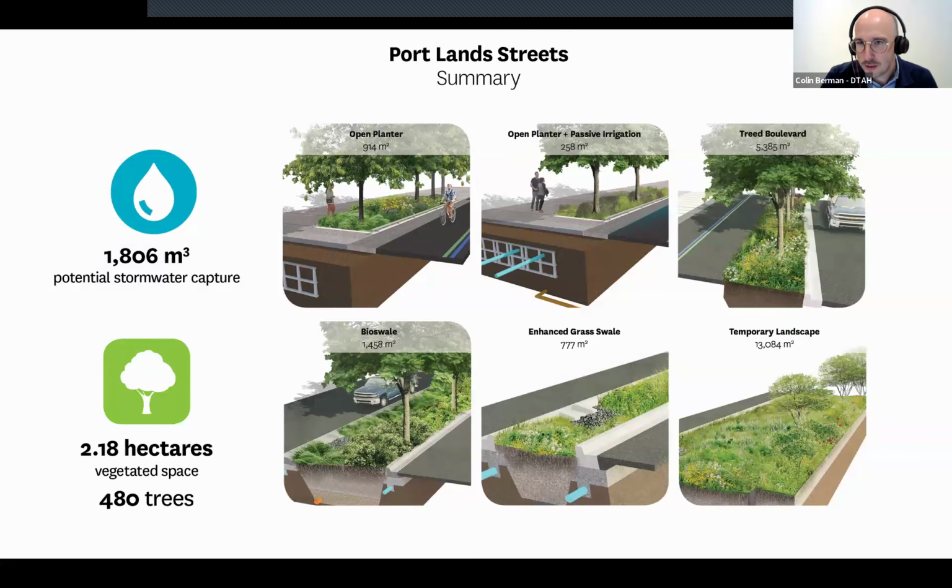The scope of green infrastructure implemented here is the largest of its kind in the city. Grass swales, treed boulevards, and temporary meadows were also integrated into the project, with over 1,800 cubic meters of potential stormwater capture and over 2 hectares of vegetated space, including 480 trees. These elements represent a large-scale approach to carbon sequestration, embedded directly into our urban fabric. By treating stormwater and creating new green spaces, we've dramatically increased the ability of these streets to absorb and sequester carbon, far beyond what traditional urban streetscapes can achieve.